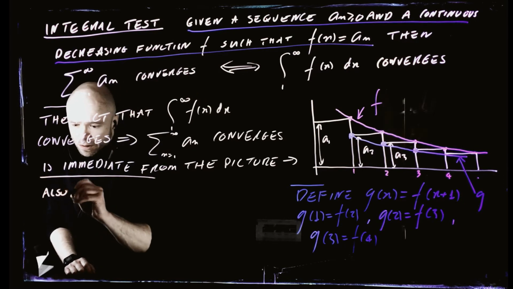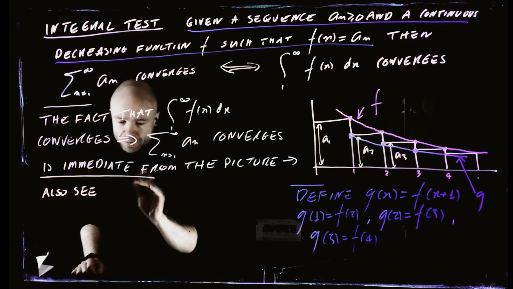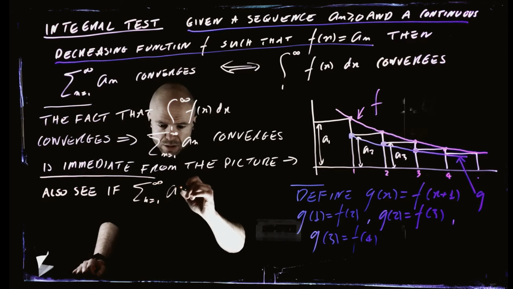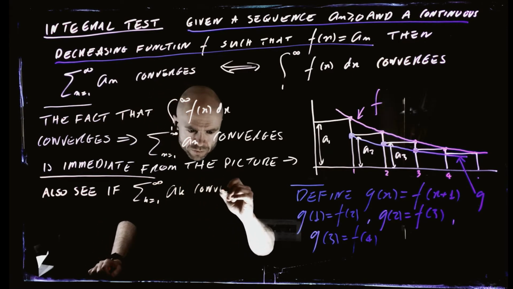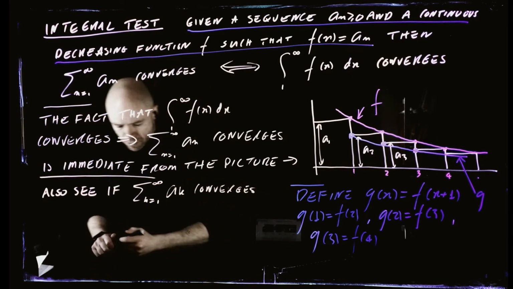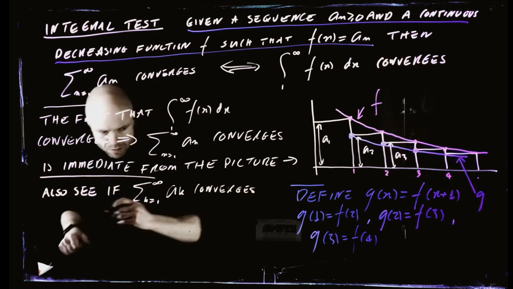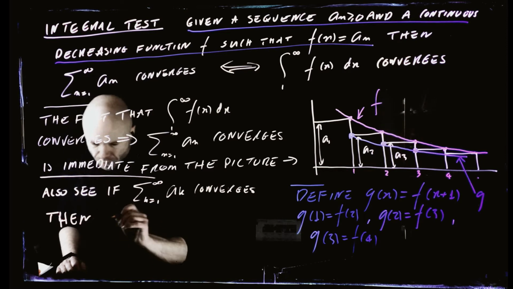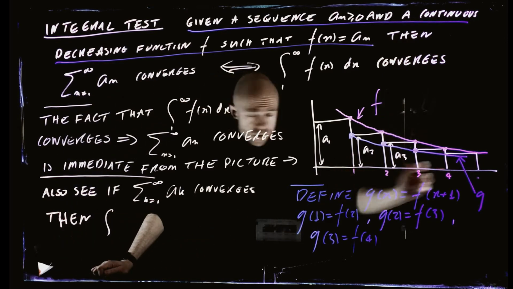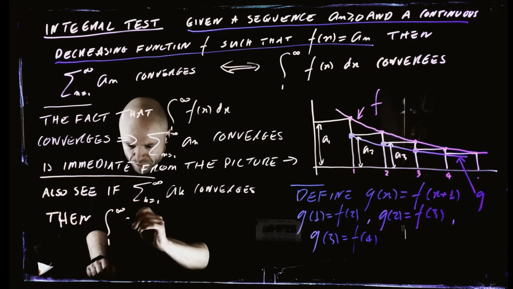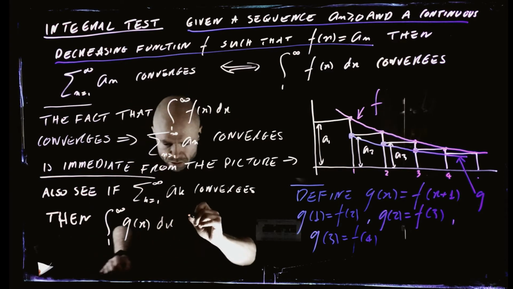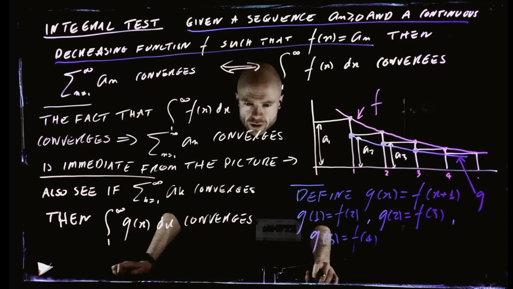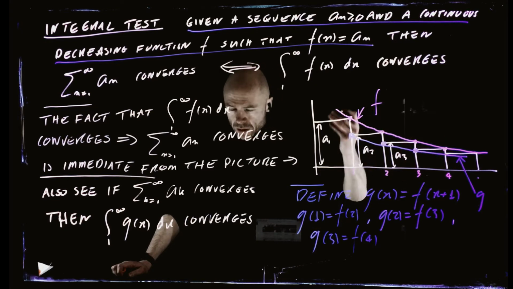So also see that if the sum from k equals 1 to infinity of a_k converges, then the integral from 1 to infinity of g of x dx converges. Yeah, it's definitely true, huh? We just see it. It's from the picture. Again, from the picture. Yeah?